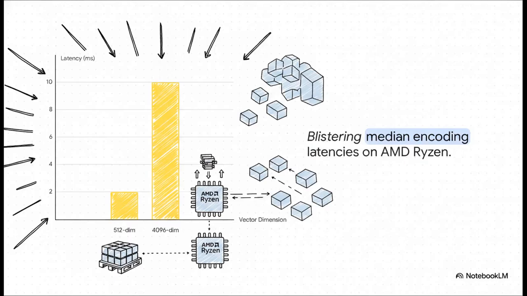And this chart right here brilliantly illustrates the real-world payoff of that perfect warehouse packing. Look at these median encoding latencies running locally on an AMD Ryzen. For a massive 512-dimensional vector operation, the system knocks it out in less than 2.0 milliseconds. And for insanely complex 4096-dimensional operations, it's still finishing in under 10.0 milliseconds. No way, right? It just proves that when you feed consumer CPUs data that is perfectly optimized for their cache lines, they can deliver absolutely blistering AI performance.